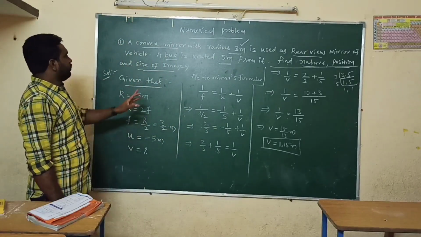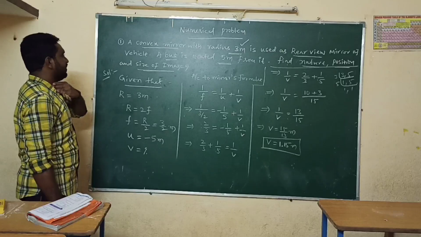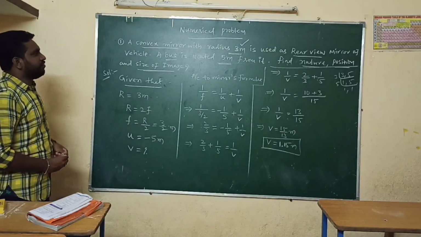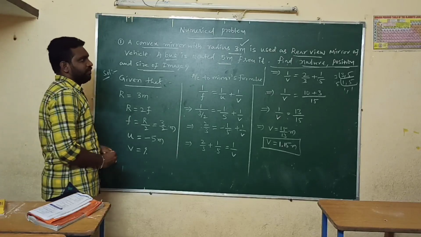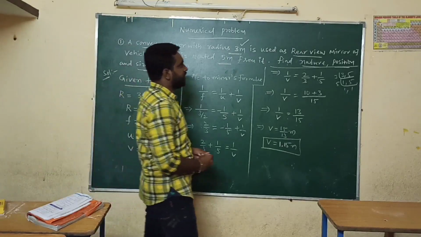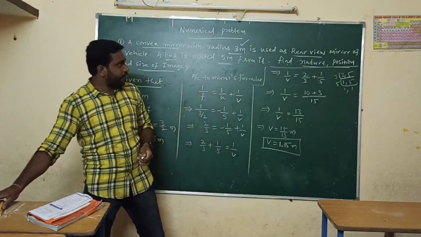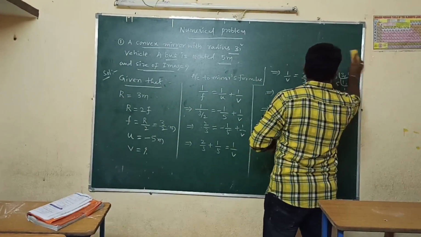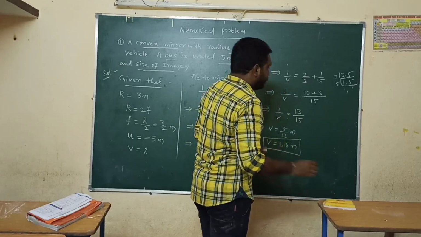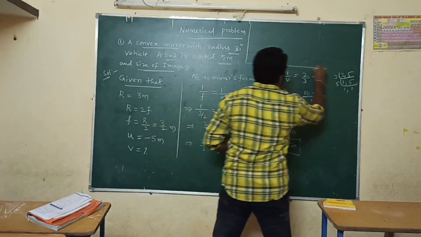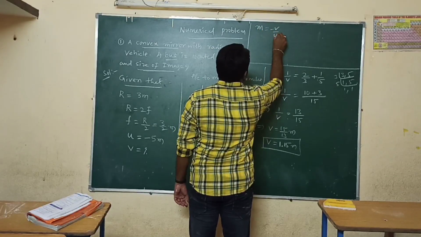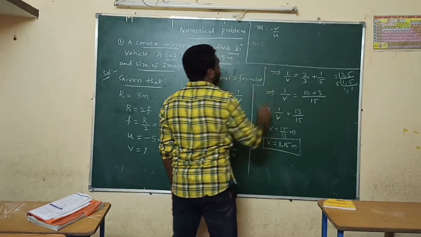Next, what we need to find here is the nature of the image and the size of the image. To find the nature of the image, we should find the magnification. So how to find the magnification here? For that I need some space on the slide. Already we know that m equal to minus v by u. So magnification m equals minus v by u.